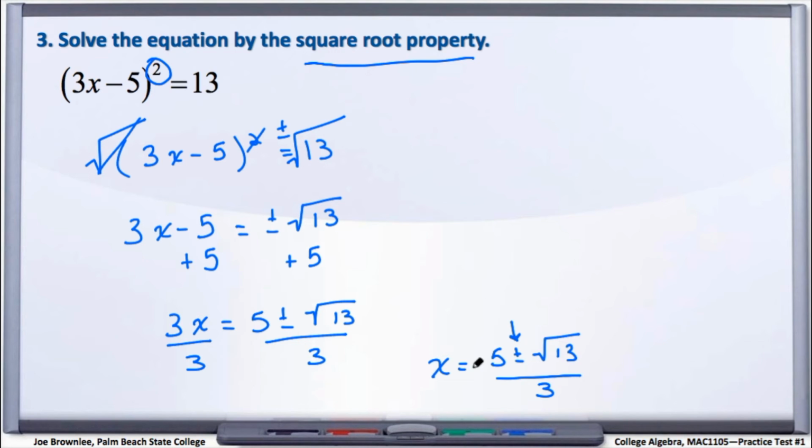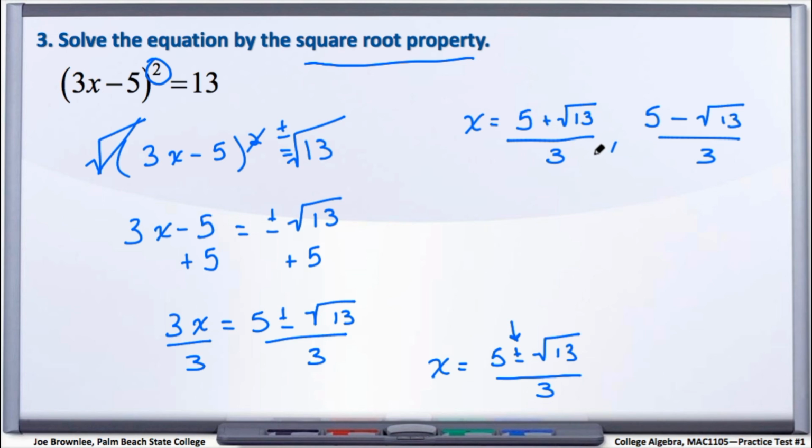If you don't like writing your solution using the plus and minus notation, what we can do is say x equals 5 plus radical 13 over 3 and 5 minus radical 13 over 3. Both of these notations are perfectly acceptable. Here in this notation, you can see that we've broken out each solution to the equation using strictly the plus or strictly the minus versus using plus or minus. Either one is fine, whichever you prefer.